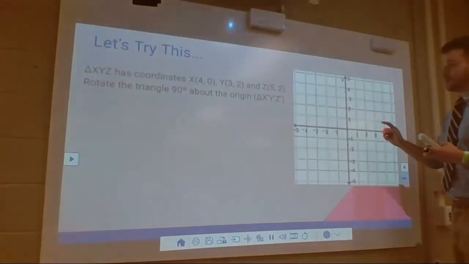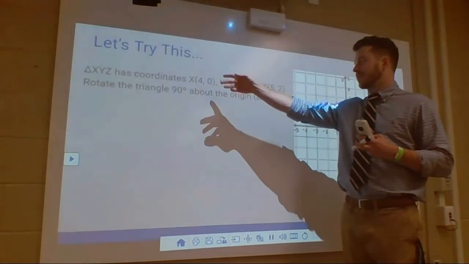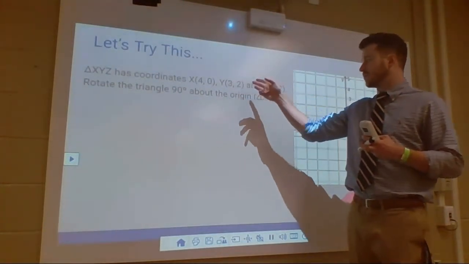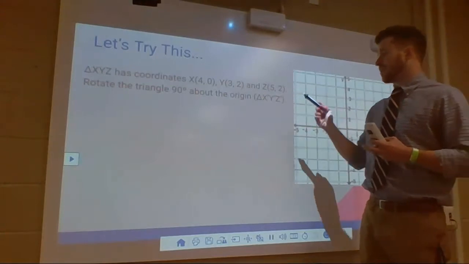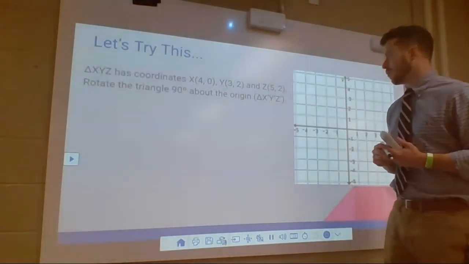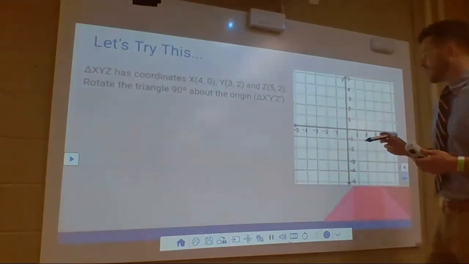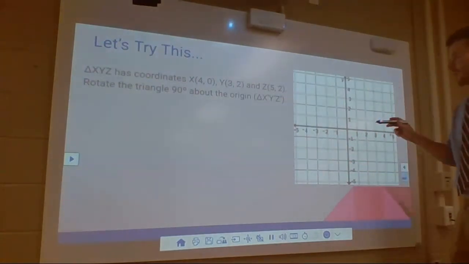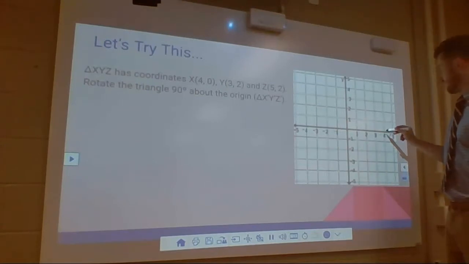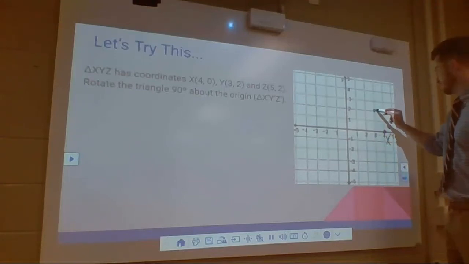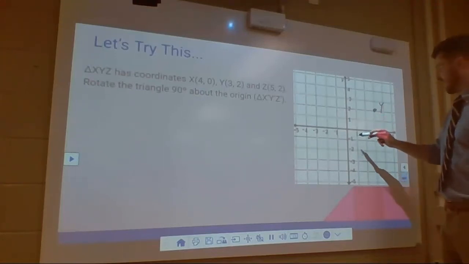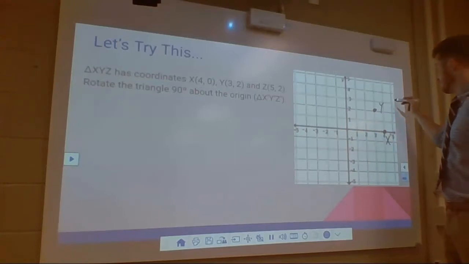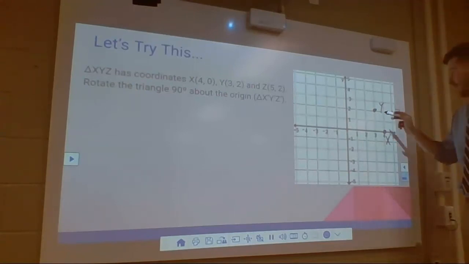So now we're gonna take the triangle XYZ, which has coordinates X is 4, 0, Y is 3, 2, and Z is 5, 2. We're gonna rotate that triangle 90 degrees about the origin to get triangle X prime, Y prime, Z prime. All right, so I'm going to start off by plotting the pre-image. So we've got 4, 0. So that's going to be point X, Y is 3, 2. And then Z is 5, 2. There we go, right. So that's going to be point Z. Now, I need to connect the dots. Let me do that real quick.